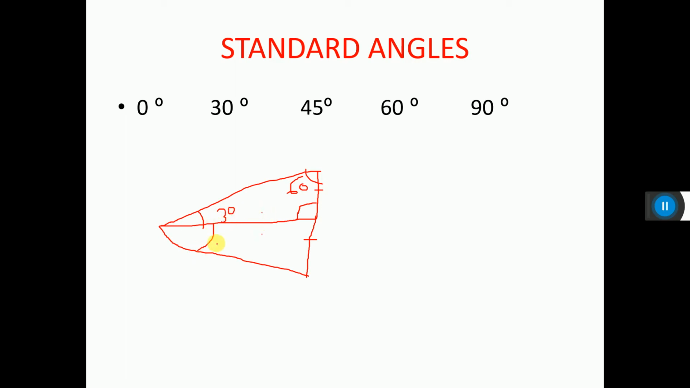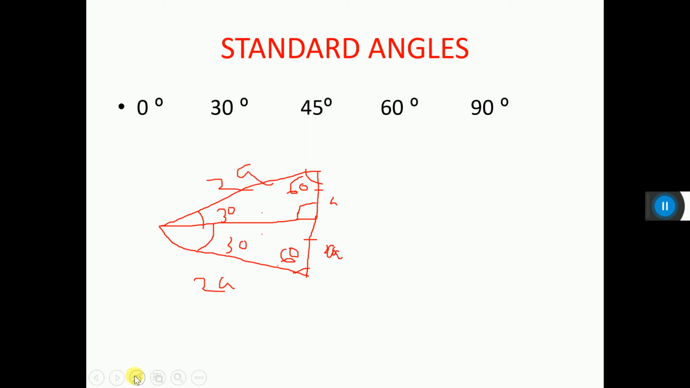Then this also will be 30 and that also will be 60. Now see, 60, 60, 60. So the big triangle is an equilateral triangle. So if you consider this one A, this is also A. So A plus A is 2A. So this side is 2A, this side also 2A.